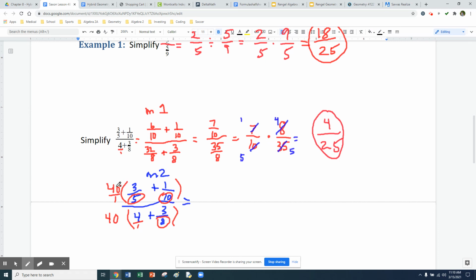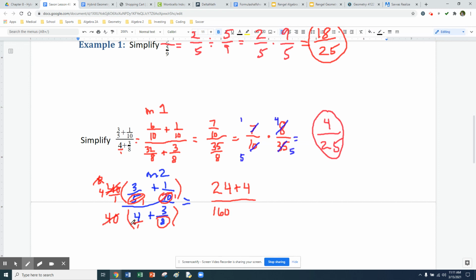Since 40 and 5 now have common factors, that's going to clear the denominator. So 40 becomes 8, and 5 becomes a 1 because 40 and 5 both have a common factor of 5. So really all you're doing on this first term is 8 times 3, which is 24. Secondly, 10 and 40 have a 10 in common, so that becomes a 1 and that becomes a 4. So when I multiply 40 times 1/10, that becomes 4. So I'm just doing a little distributive. 40 times 3/5 is 24. 40 times 1/10 is going to be 4. 40 times 4 is 160. And then 40 times 3/8.